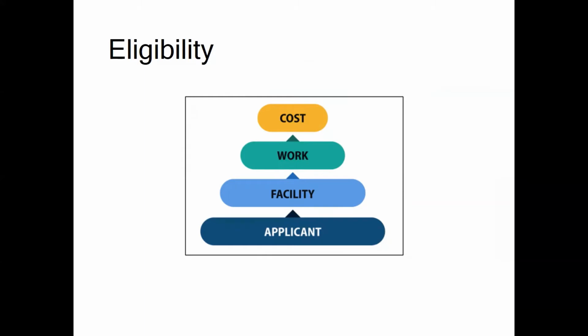The four basic components of PA eligibility are applicant, facility, work, and costs. FEMA refers to these components as the building blocks of an eligibility pyramid. Each block is evaluated starting at the foundation.